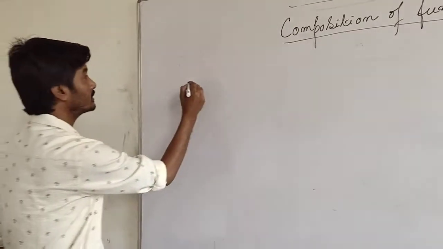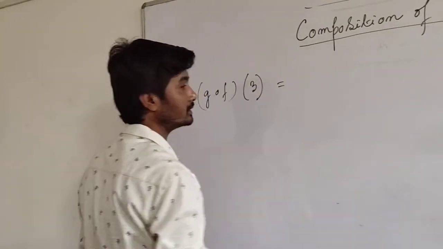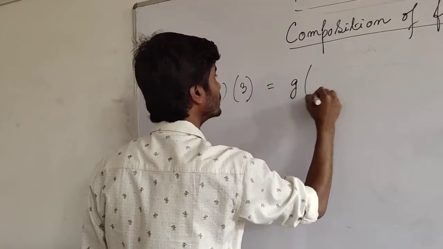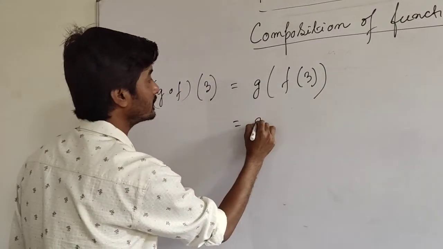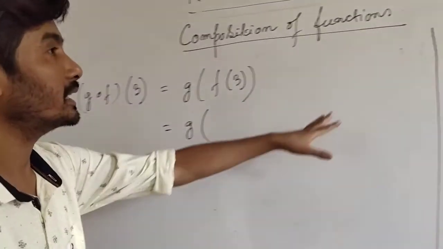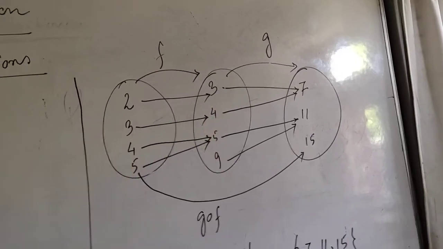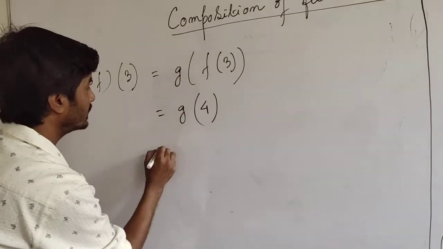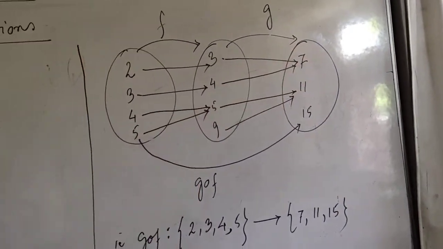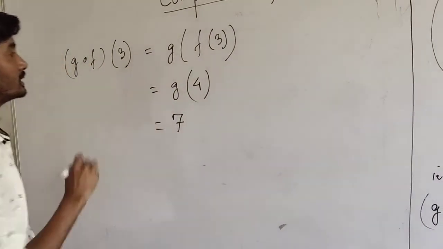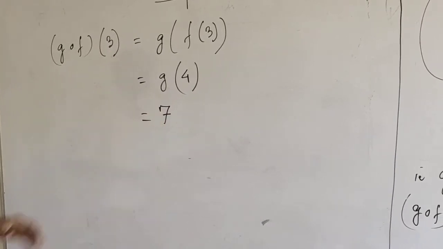Next we see ZOF of 3. This is given by Z of F of 3. This comes from the definition. And Z of F of 3 is what? Look at the diagram. F of 3, the image of 3, is equal to 4. Therefore, this is Z of 4. Then you look at the diagram for Z. The image of 4 is given as 7. So this is nothing but 7. So for our composition function ZOF, the image of 3 will be 7.